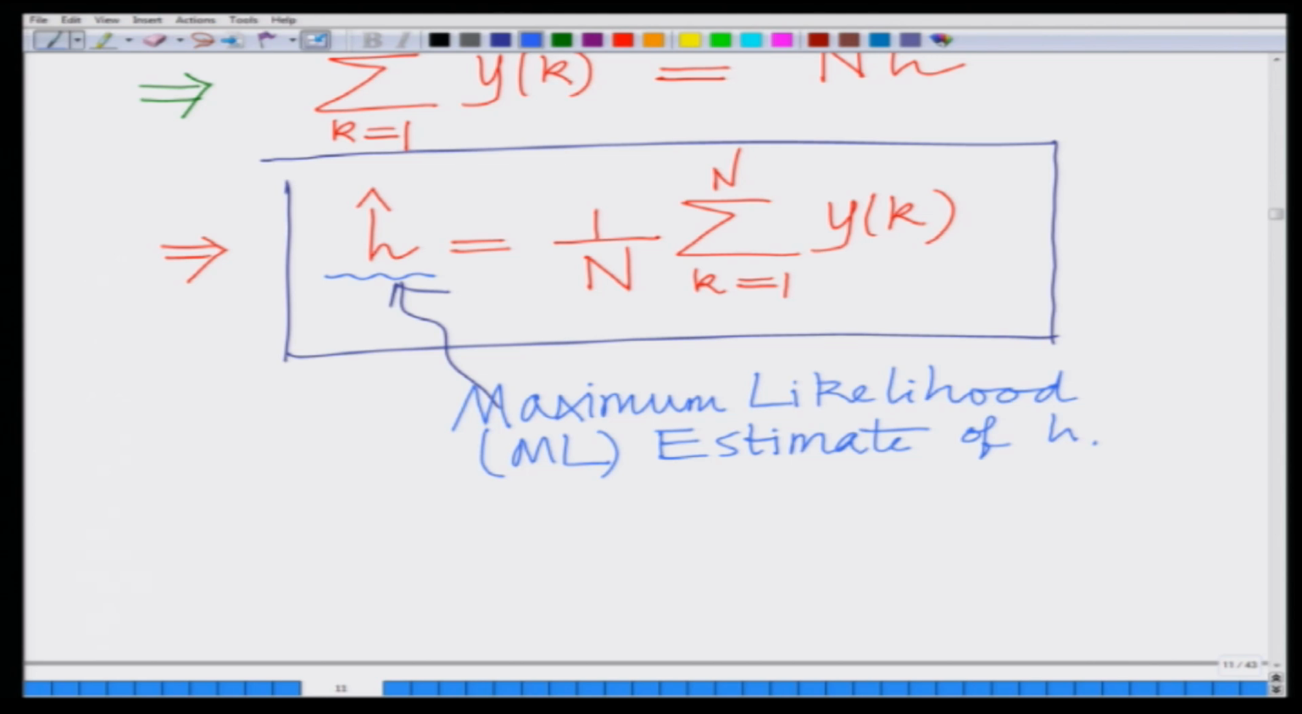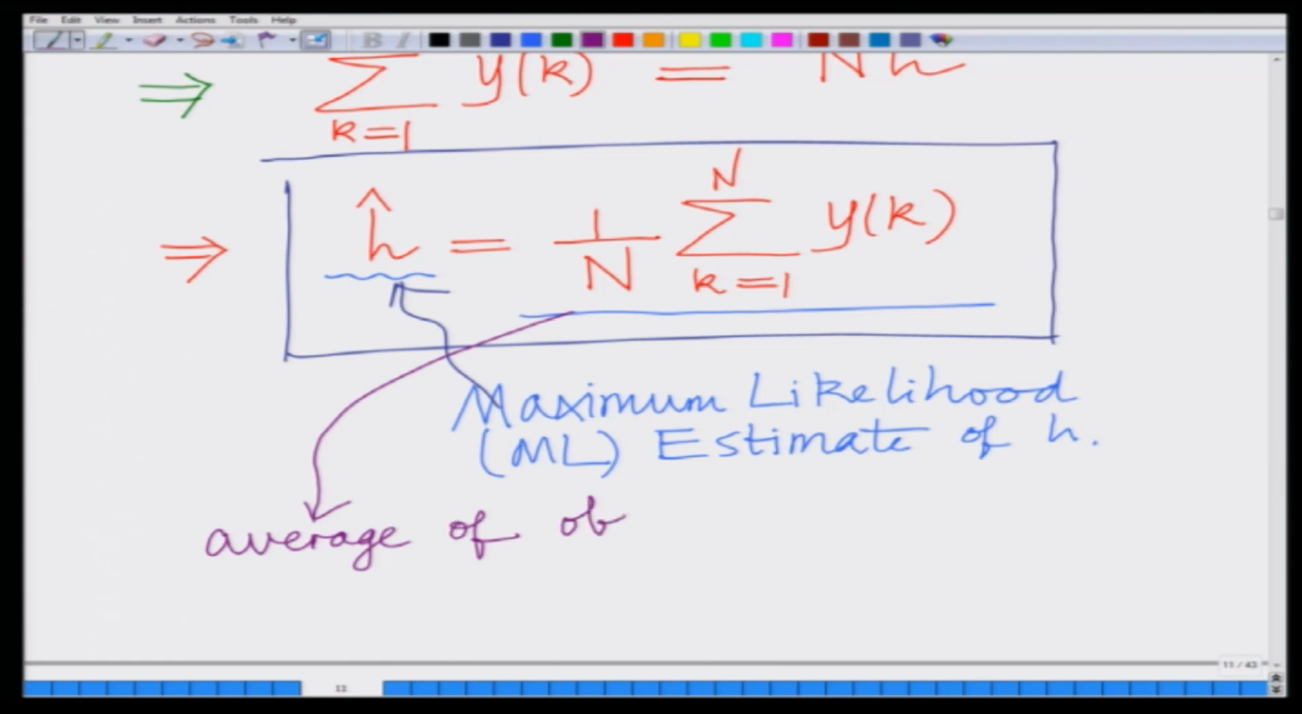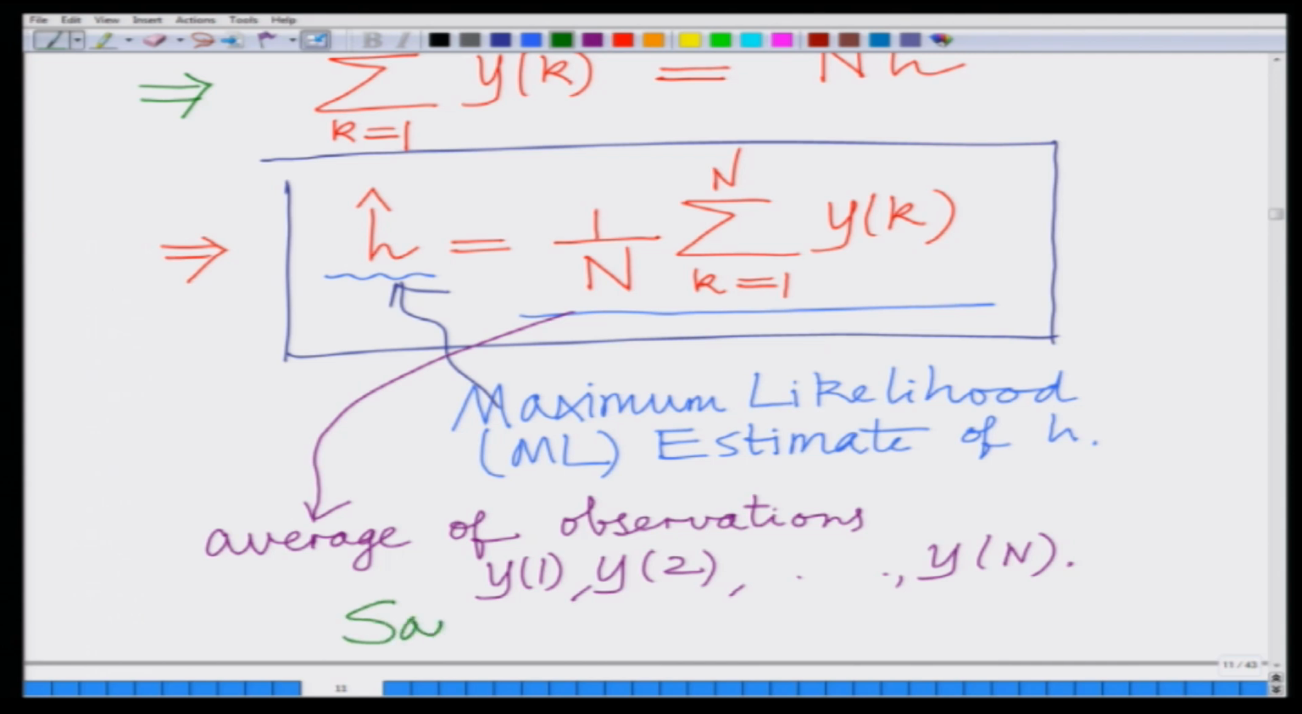So this h hat is the maximum likelihood estimate, and look at this, this is simply the average of the observations. What is this? This is the simple average or arithmetic mean of the observations y1, y2 up to yn, and this average is also known as the sample mean. That is, the maximum likelihood estimate is given by the sample mean.